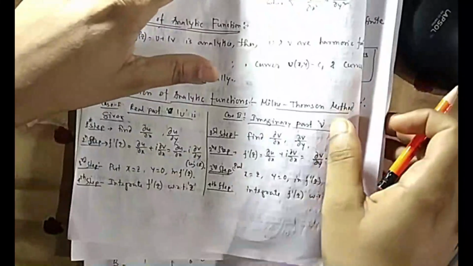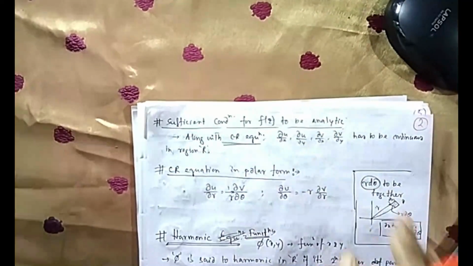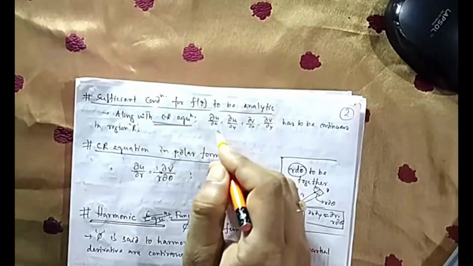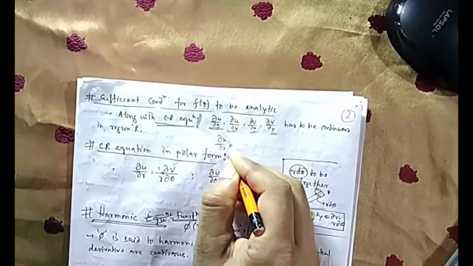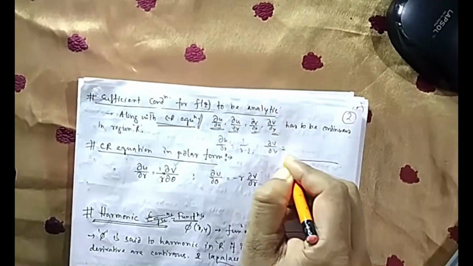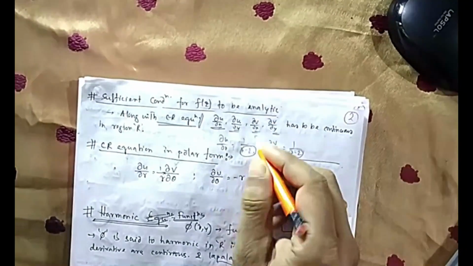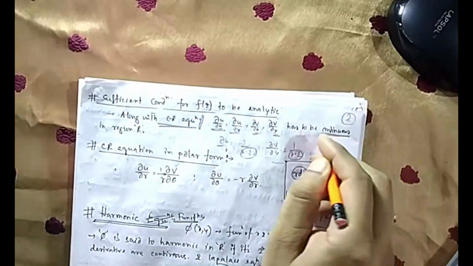Now what is the sufficient condition? That was the necessary condition. In the sufficient condition, along with CR being satisfied, which is necessary, all your partial derivatives should also be continuous. It should not be something like del u del x is 1 by x minus 2, and del v del y is also 1 by x minus 2. Both are equal, but you can see at 2 they are not continuous, because at 2 there is a break point. So it should not be something like that. It should be continuous, and it should be defined. So these are the sufficient conditions.